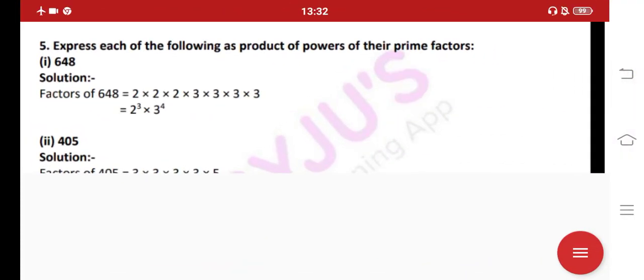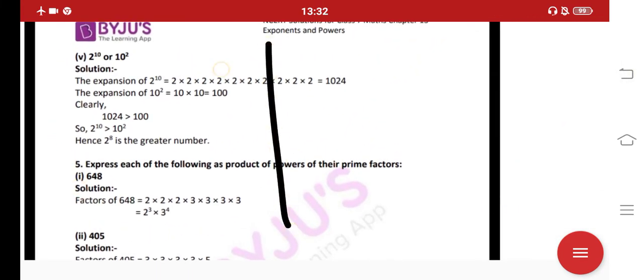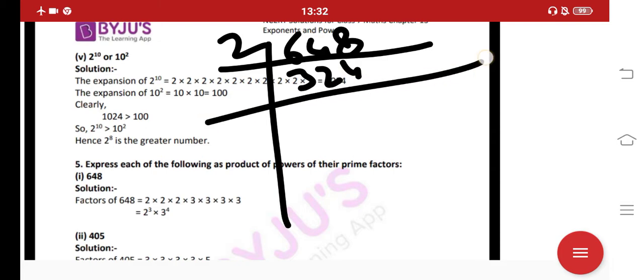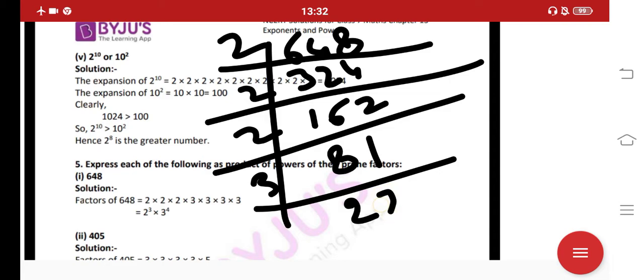So see here, 648. Now let us solve the first one, 648. So first we need to do prime factorization. 648. 2 3s are 6, 2 2s are 4, 2 4s are 8. Now again 2 1s are 2, 2 6s are 12, 2 2s are 4. Now here 2 8s are 16, 2 1s are 2. Now it is divisible by 3. 3 2s are 6, 3 7s are 21.